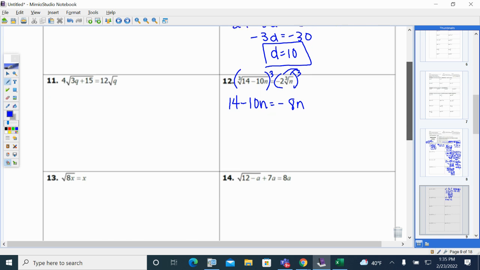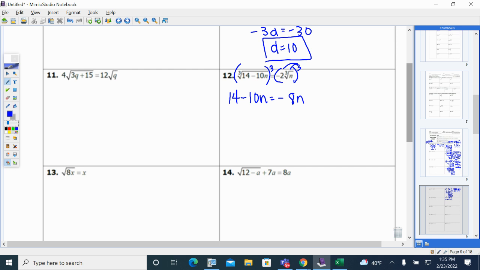And then what we need to do from here is just finish solving. I'm going to add the 10n. Negative 8n plus 10n is 2n. Divide by 2, and we get n equals 7. Again, you have to check. For time's sake, I'm just going to go ahead and tell you that it will check out. When you substitute 7 in, it will check out.